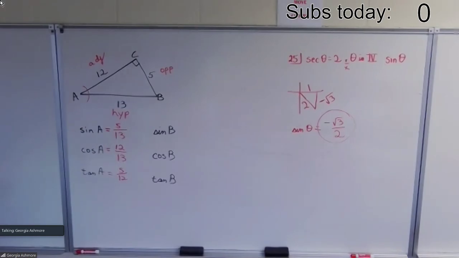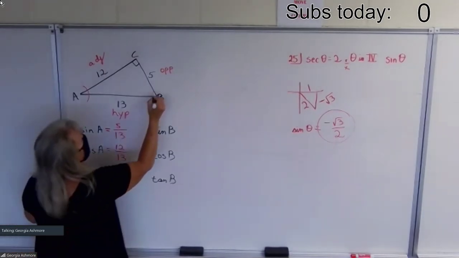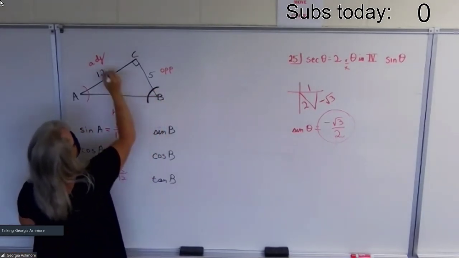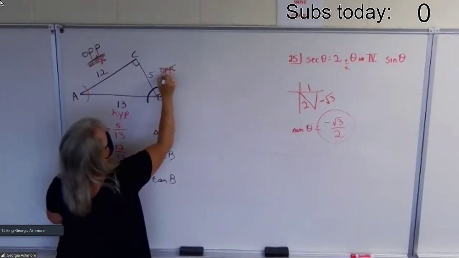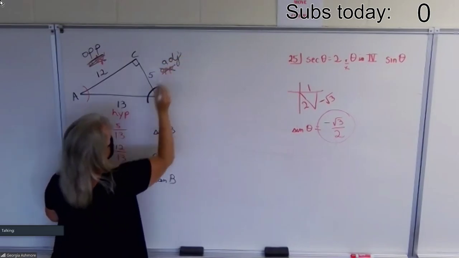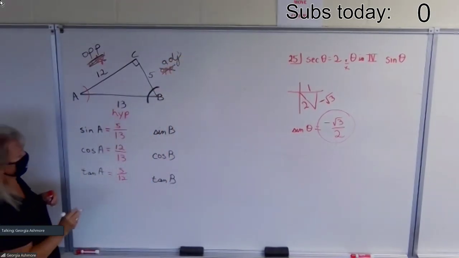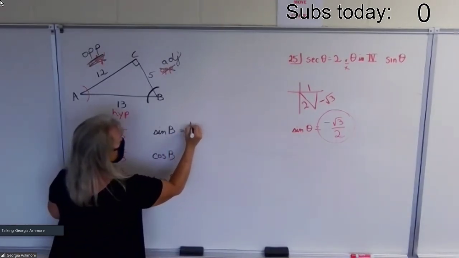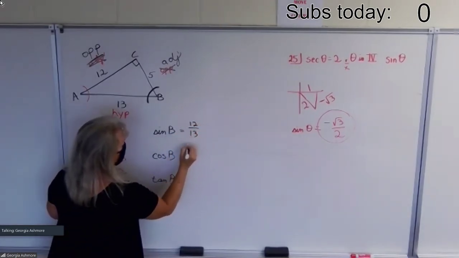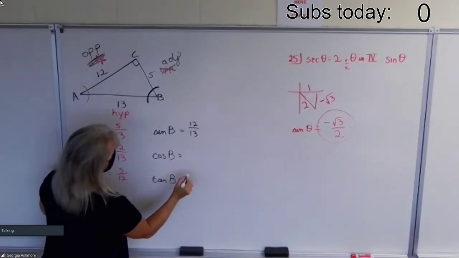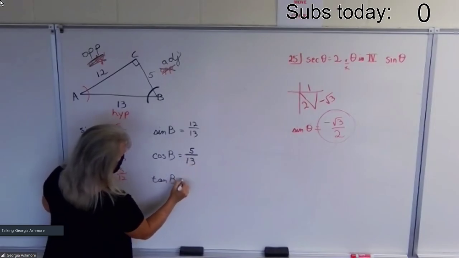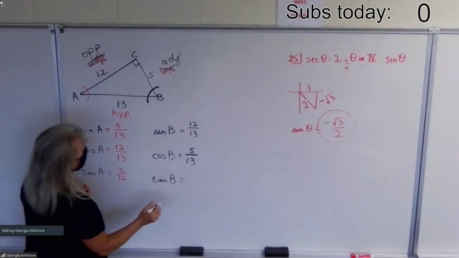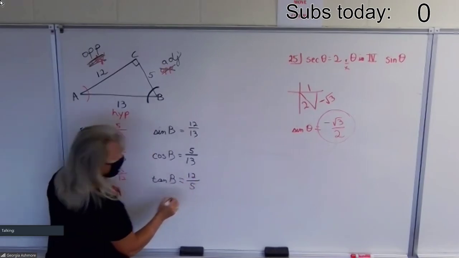Now, if I use angle B, this is now opposite, and this is adjacent. Okay, so what will be the sine? 12/13. What will be the cosine? 5/13. And the tan? 12/5. And that's all they wanted to do.